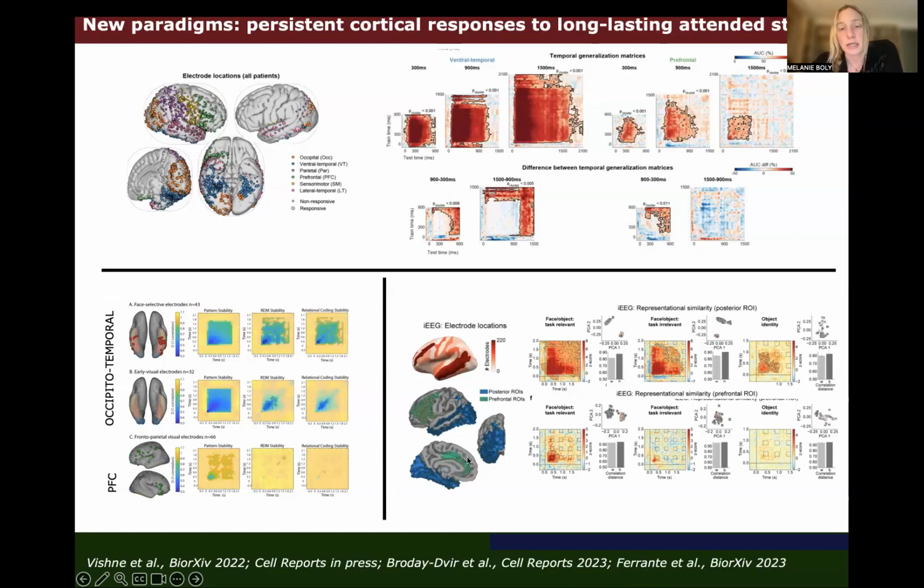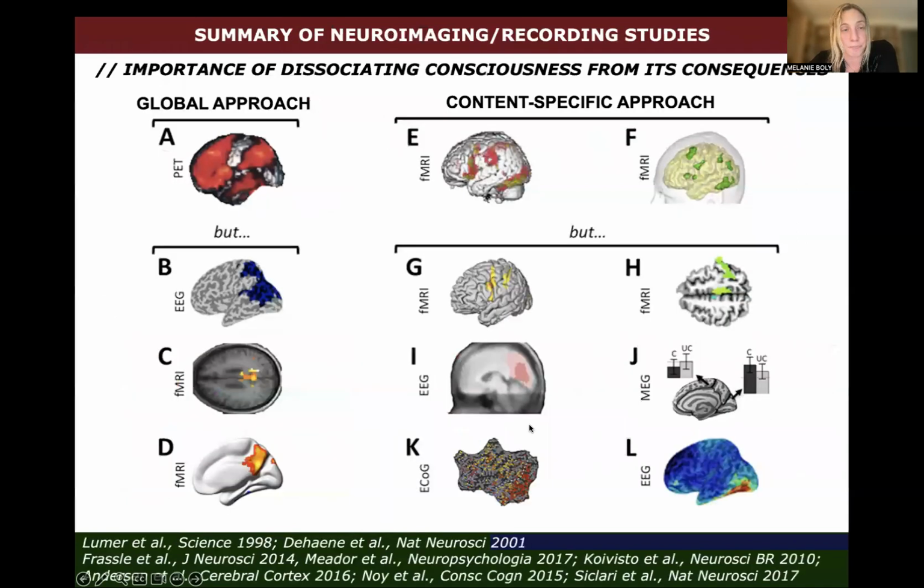Similar analysis here with Lucia Melloni, Oscar Ferrante, et al., looking at representational similarity in posterior versus prefrontal areas. You see that there is much more reliable tracking of these long-lasting stimuli, of the content, in posterior areas for different aspects, like, for example, faces versus object categories or object identity.